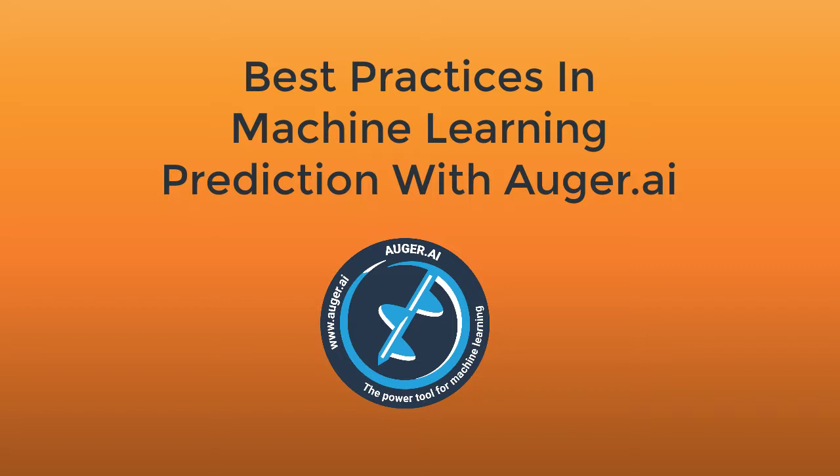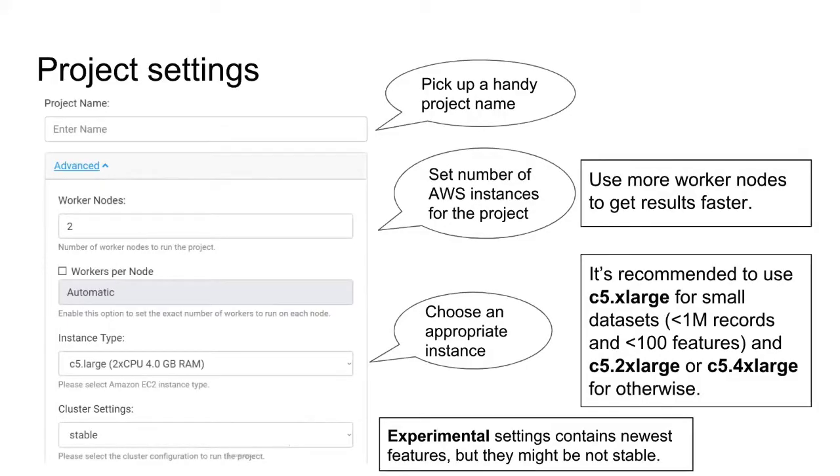Yeah, thanks, Kevin. Hello, everyone. So let's start. Once you want to use Auger.ai, you first need to create a project. Project is a high-level concept which is more related to cluster settings, which will be used to evaluate machine learning tasks. So first, you need to pick up a handy project name, set the number of AWS instances for this project or working nodes, choose the instance type, and set the cluster settings to stable or experimental.